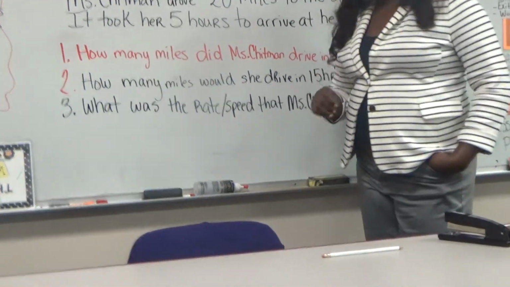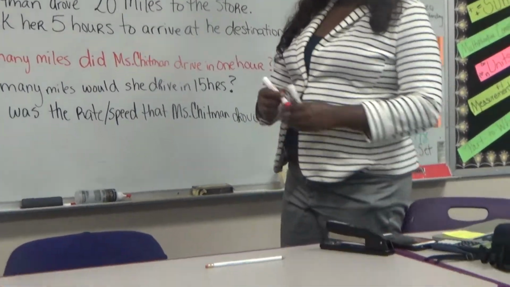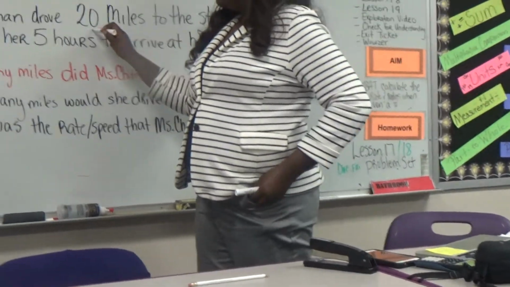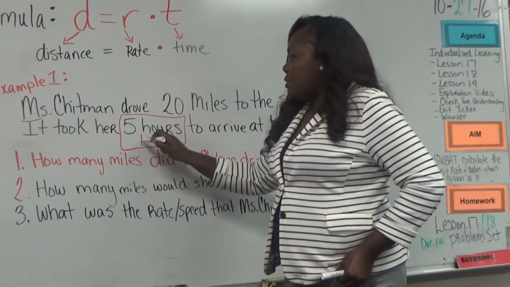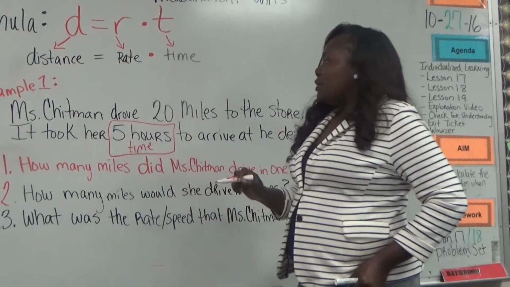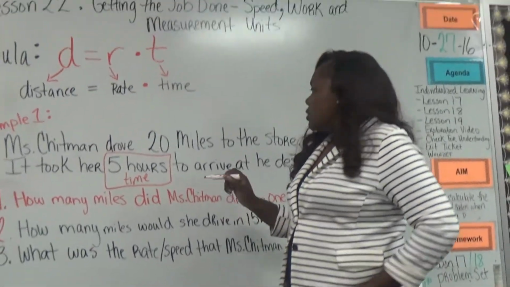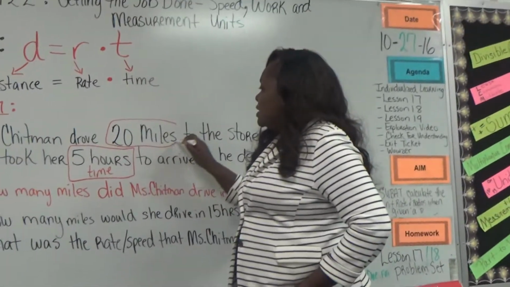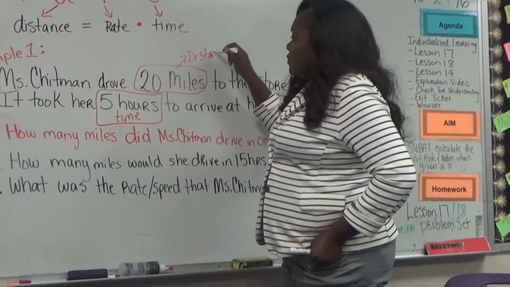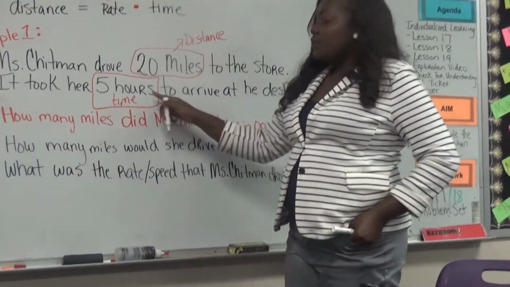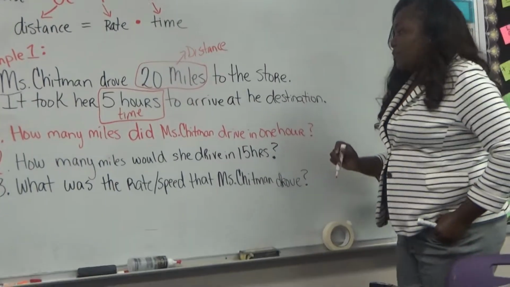All right, Caitlin? The time is 5 hours and the distance is 20 miles. Alright, so I'm going to circle this. She said 5 hours is our time, so I'm going to label it as time. What else did you see? 20 miles is the distance. What lets you know that this is the distance? Miles. And what lets you know that that was time? Hours. Perfect.